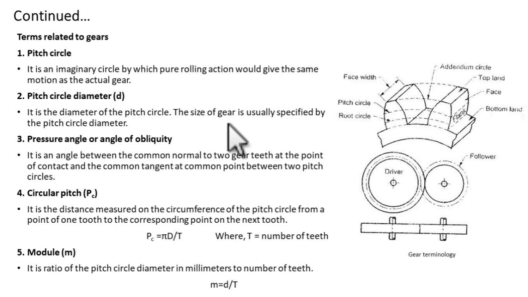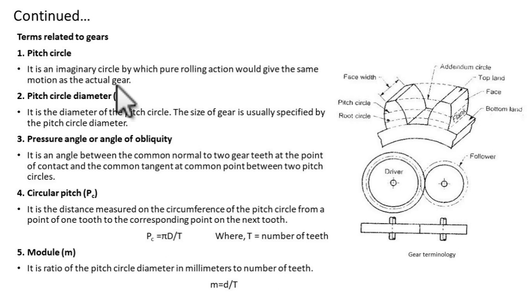Now we are going to study the different terminology used in gears. So one by one, I'm going to define and explain these things. So this is a portion of gear, a two-third portion of one gear, and here we can understand what is the pitch circle and other parameters.